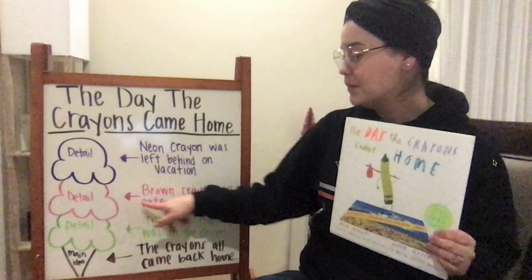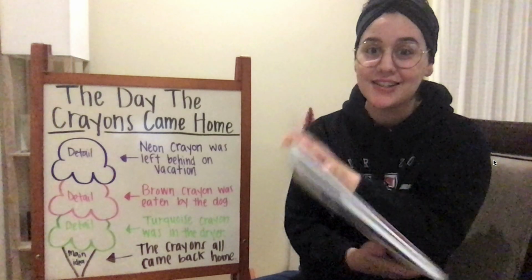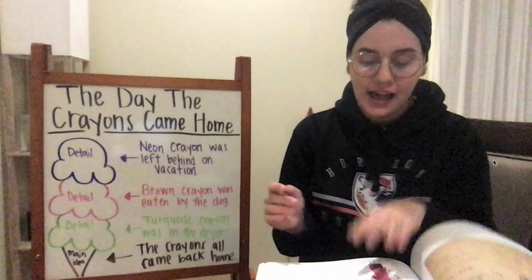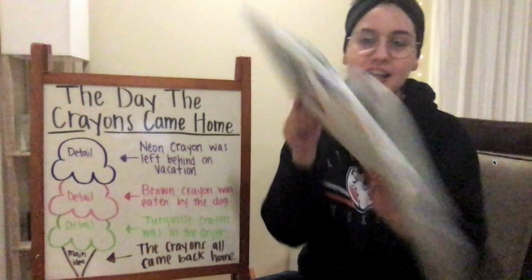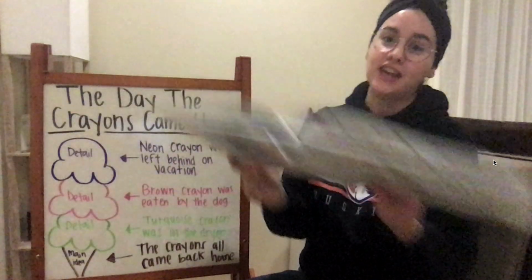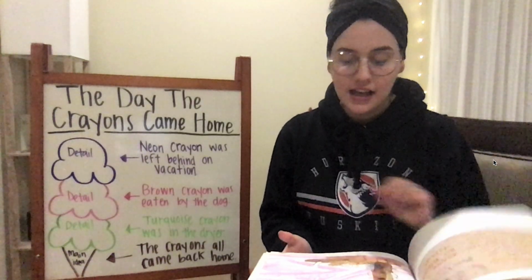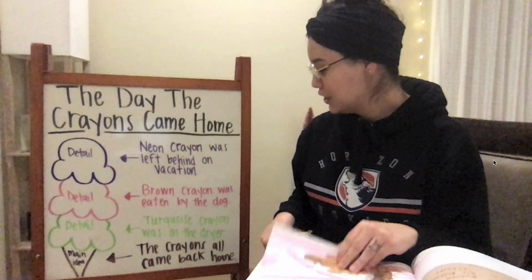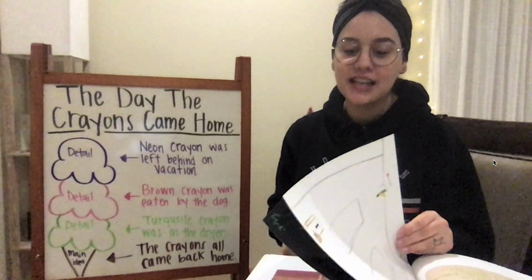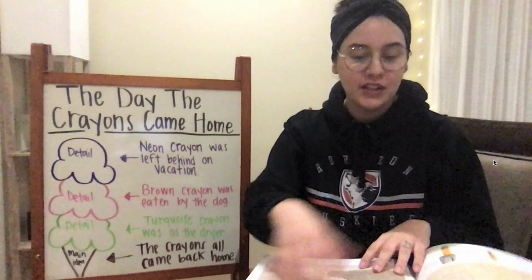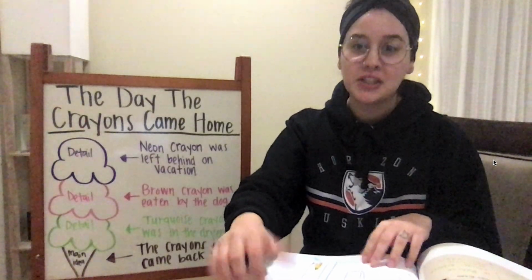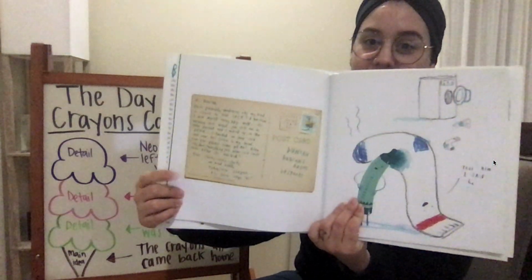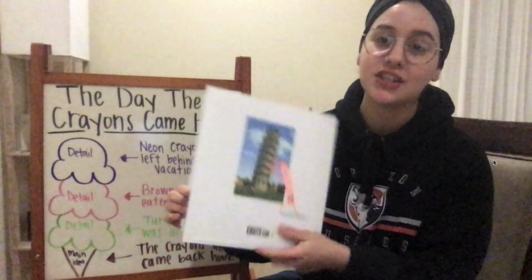Another detail that happened was that the brown crayon was eaten by a dog. That happened pretty early on in the story, right? We had that the neon crayon was left on vacation. She was left when the family went on vacation. The brown crayon was eaten by the dog, and the turquoise crayon got left in the dryer. So if we look here, we'll find that the turquoise crayon was thrown in the dryer and got stuck to a sock. Here, you can see in the picture that she got stuck to a sock.